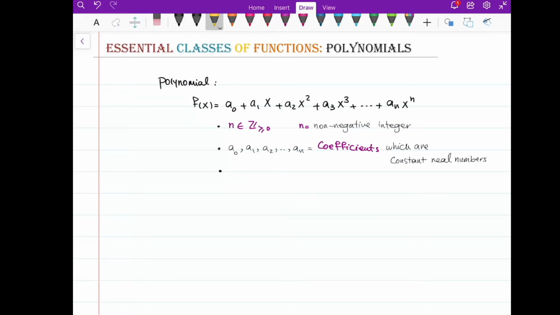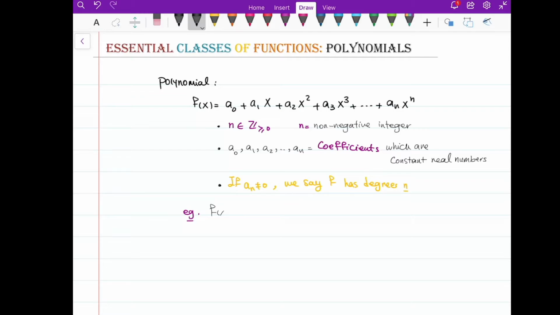Then we say that if an is not 0, then we say that the function f has degree n. Let me move this line a little bit. There you go. Okay, let's look at an example.